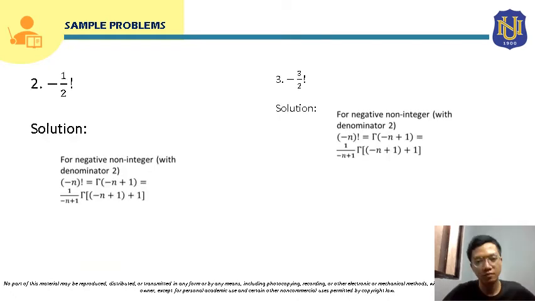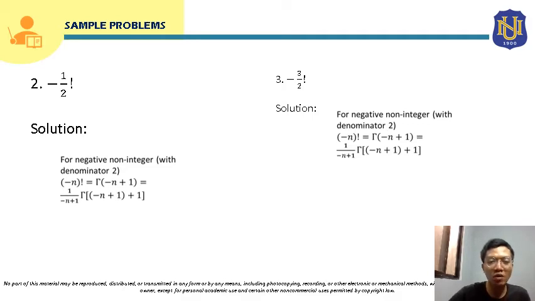Okay, so let's proceed now to our second example. This is negative 1 half factorial. Actually, we already know its value. That is square root of pi, right? But here we're just going to show it.